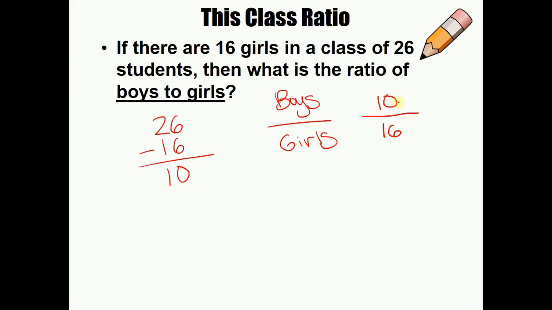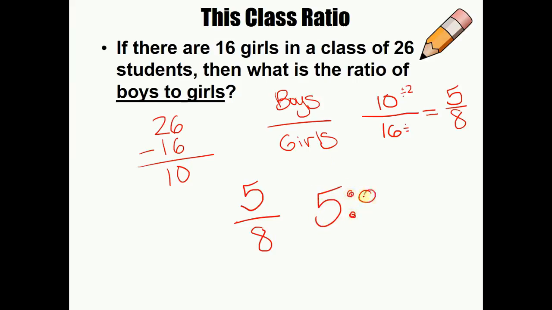now I have the ratio of boys to girls, but it's not simplified. So what number can I divide into 10 and 16? I think a 2, right? You can divide 10 by 2 and 16 by 2. So I'd get 5 over 8. So my ratio is 5 to 8. So what does that mean? For every 5 boys, I'm going to have 8 girls. Same thing, I could write it like this as well. Both of these would be acceptable answers for answering that question.